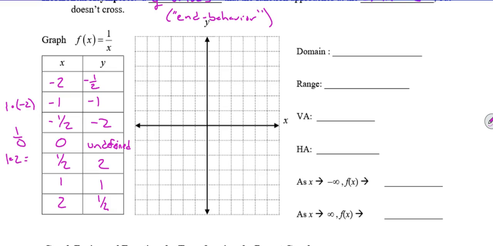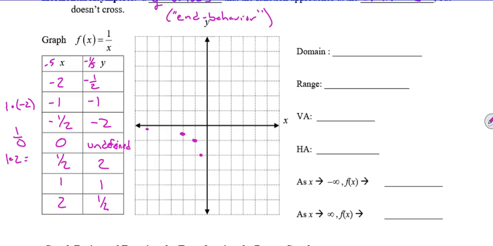So at -2, I have a negative 1/2. So that's going to be about right there. Negative 1, negative 1. And then negative 1/2, so about right there, down 2. And we start to see what the graph is doing. And let's think about what happens farther out here. As I start to increase, let's say I looked at negative 5. That would be negative 1/5. So way out here at negative 5, it's going to be real close to there.